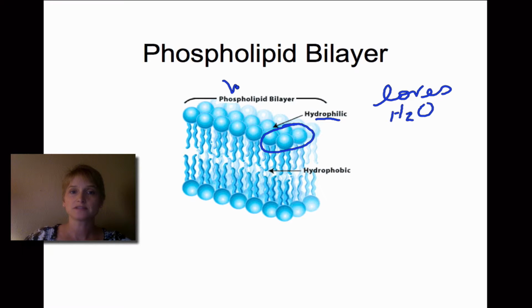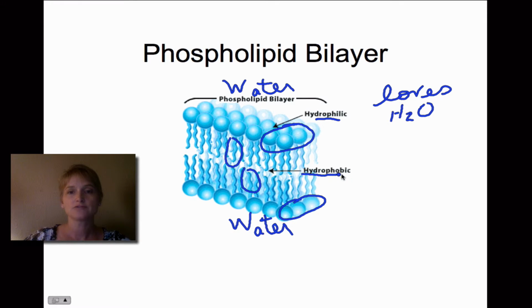Well, that's good because the outside of the cell is a water environment, and the inside of the cell is a water environment. So you need those hydrophilic heads that love water because that's what they're exposed to all the time, water. Now, inside here, we call these the tails, okay? And they are hydrophobic. That means they hate water.